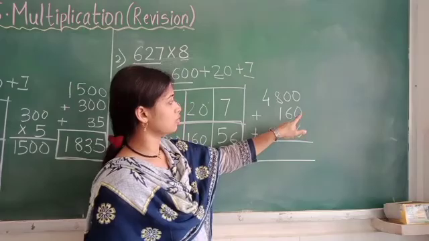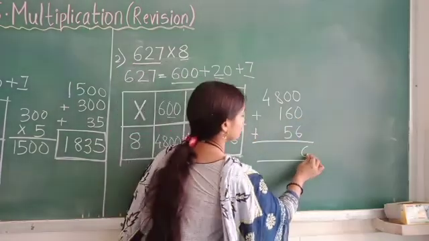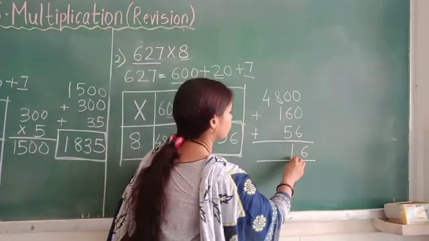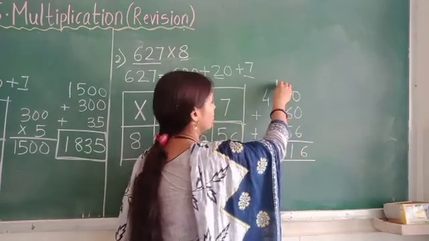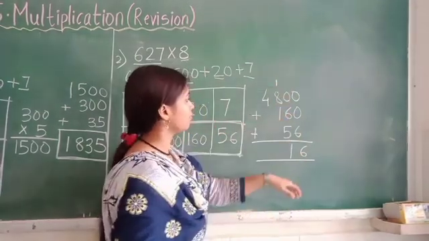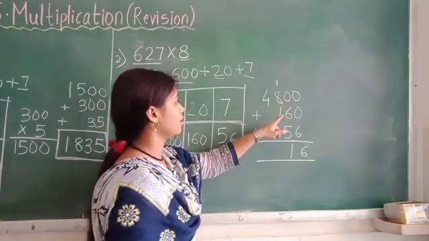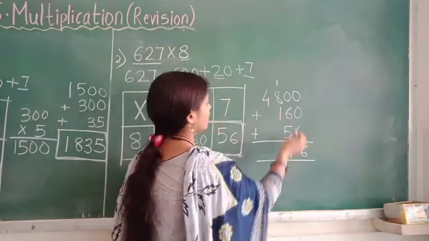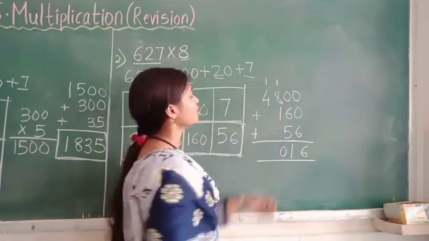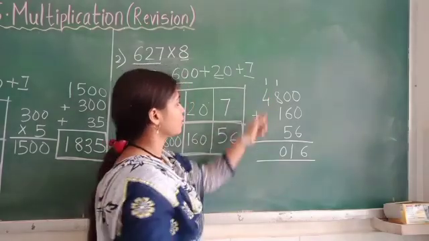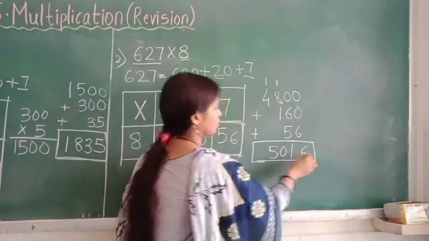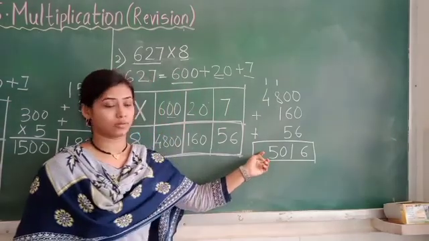0 plus 0 is 0. 0 plus 6 is how much? 6. 6 plus 5 is how much? 11. 1, and 1 will carry over to the other number. 1 plus 8 is 9. 9 plus 1 is 10. 0 will write here, and 1 will carry over to the next number. 1 plus 4 is how much? 5. So this is our final answer.